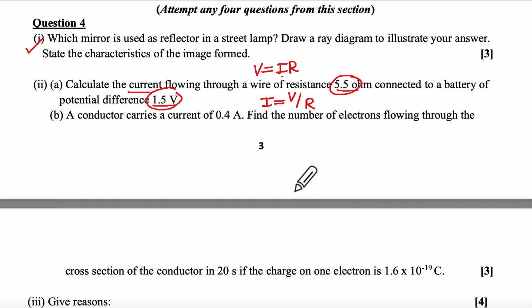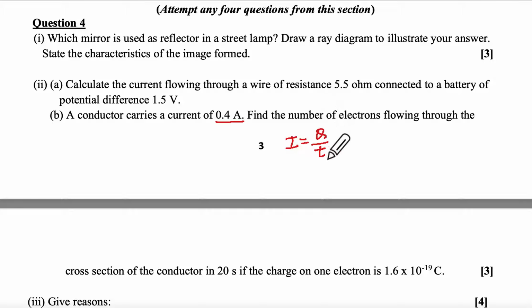Can do it? Yes. Then conductor carries 0.4 ampere. Find the electrons flowing through the cross section in 20 seconds. Now charge on one electron has been given. So you will say I is equal to Q upon T, correct? What are they saying? Number of electrons. So I is equal to N into e upon T, correct? So N will be equal to I into T upon e, correct? Okay.